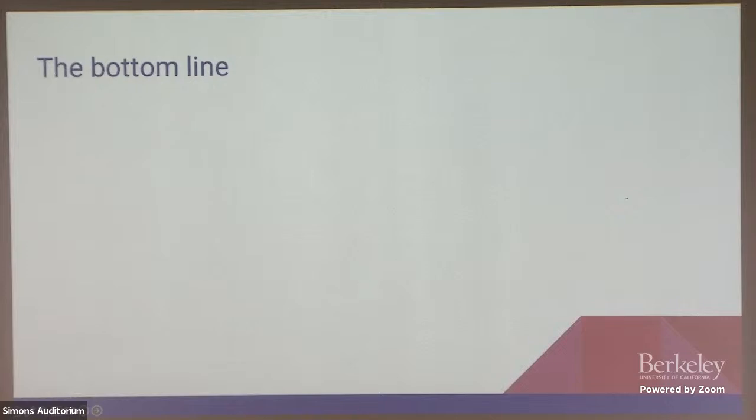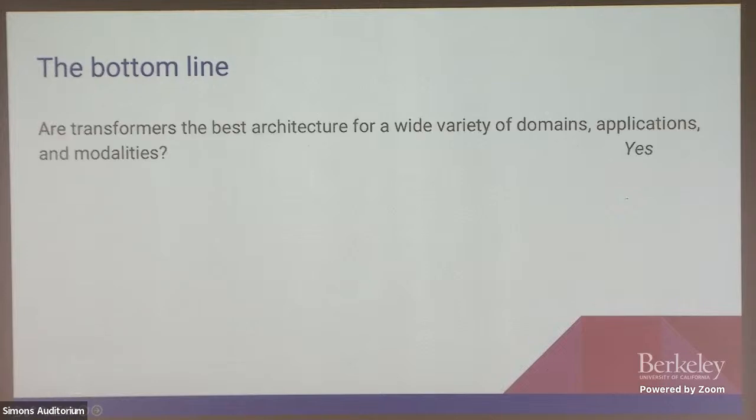So the bottom line here: are transformers the best architecture to use in a wide variety of domains, applications, and modalities? I think the answer is yes. I think that there is compelling reason to believe that transformers are a little bit better than RNNs or diffusion models, or I guess I should be saying U-Nets, because diffusion is a training process, and CNNs in a wide variety of tasks. And if you kind of have to pick one architecture to go with on all of the things that you want to do, I would definitely recommend using a transformer.